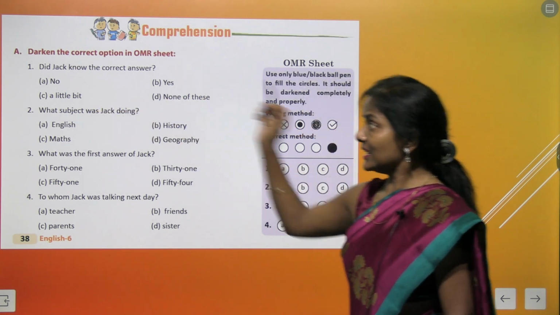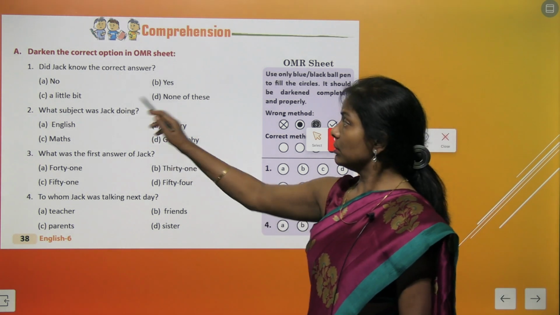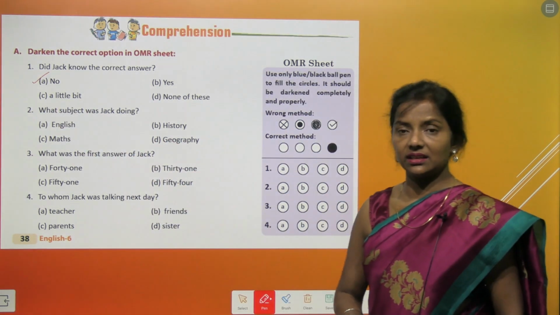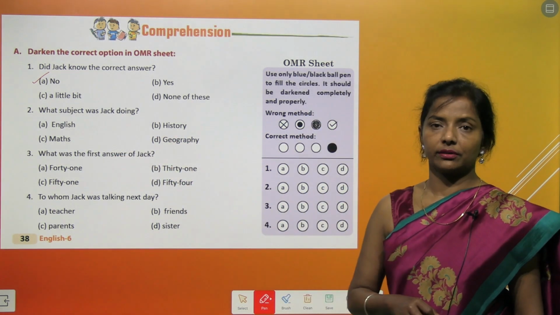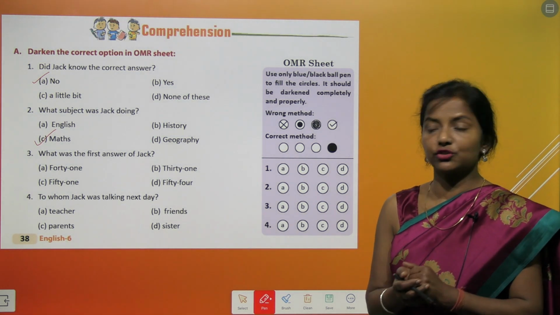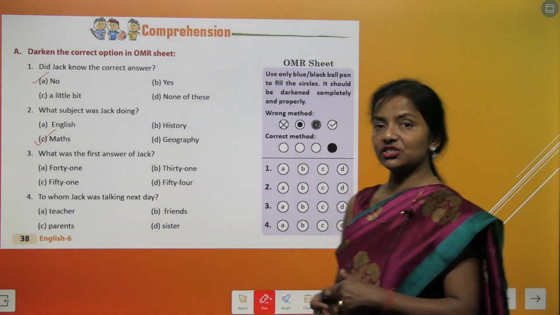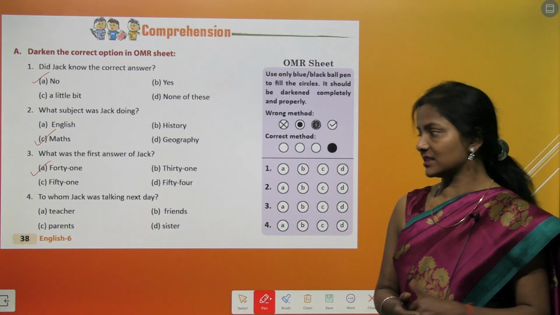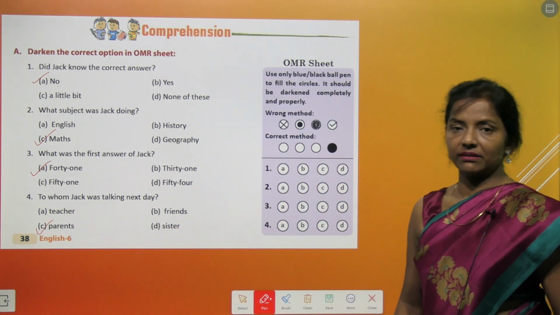Let's do this. Did Jack know the correct answer? No, yes, a little bit, none of these. No, he didn't know the correct answer. What subject was Jack doing? English, history, maths, geography. He was doing maths. What was the first answer of Jack? 41, 31, 51, 54. The first answer which Jack gave was 41. To whom was Jack talking next day? Teacher, friends, parents, sister. He was talking to his parents.